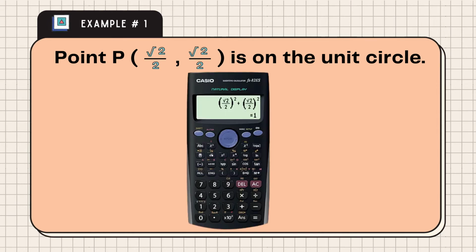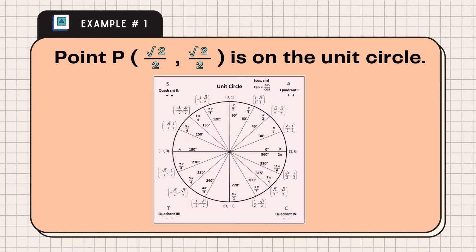To check, we can use the scientific calculator. Input all of the values. Pressing the equal sign, we can now see that it is indeed equal to 1. And here I have a unit circle which shows some points that are on the unit circle. So here it is indeed shown that square root of 2 over 2 and square root of 2 over 2 coordinates are on the unit circle.